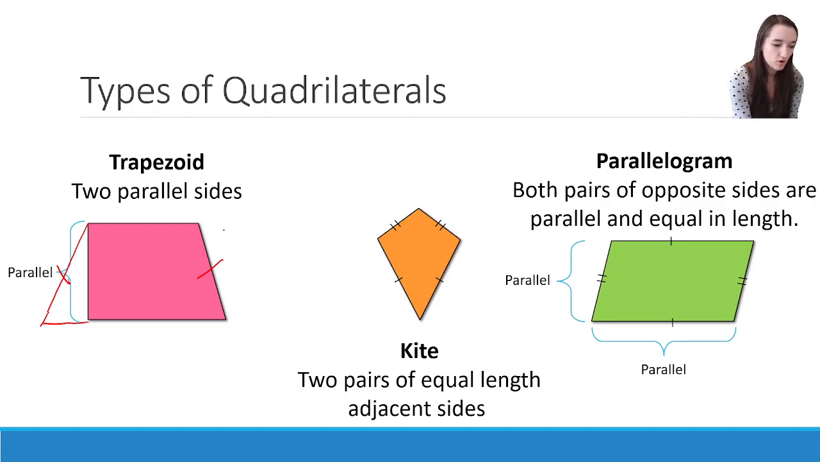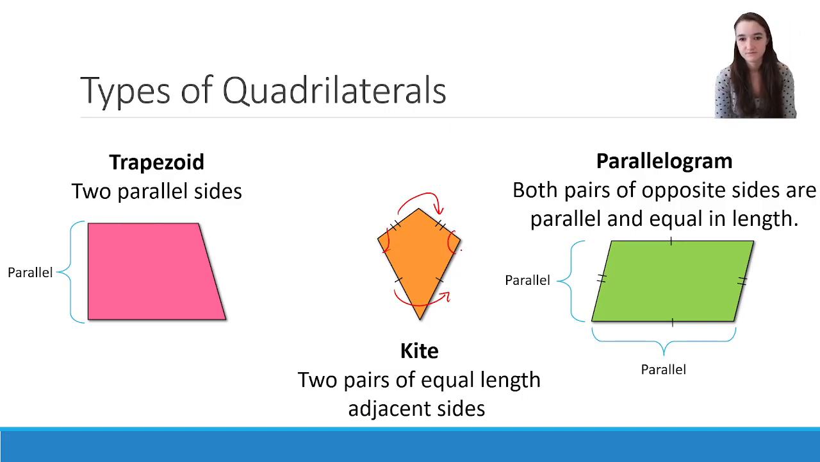But those are not the only type of trapezoid, they are just a special classification of trapezoid. Then a kite has two pairs of equal length adjacent sides. So remember, adjacent meaning they're next to each other. So these are equal and these are equal. And just by the nature of how angles work, this angle and this angle are the same. But that's not necessarily part of the definition.